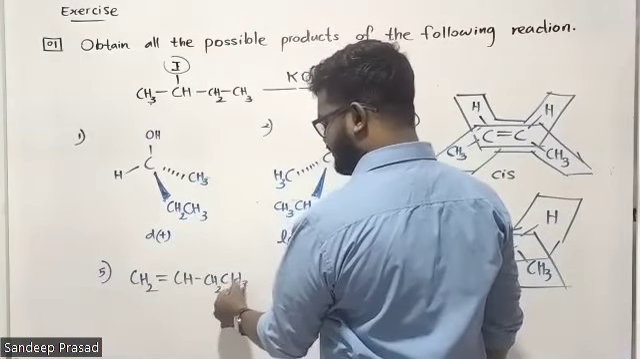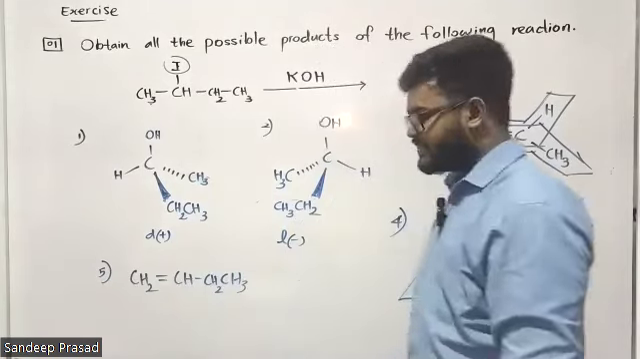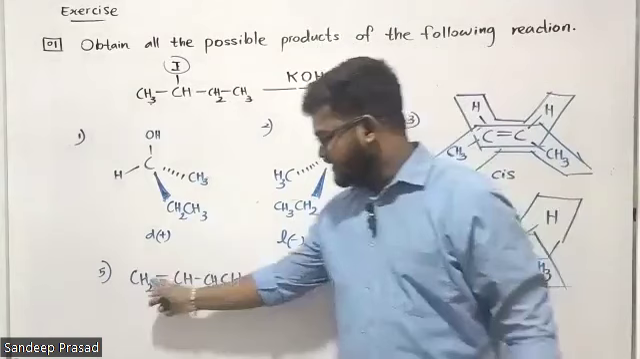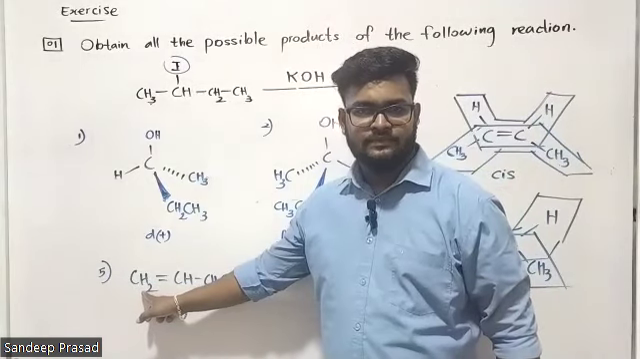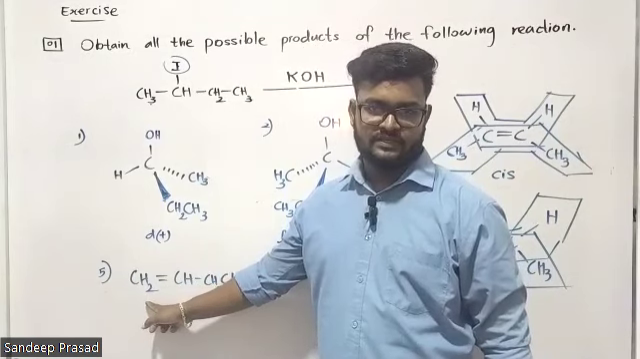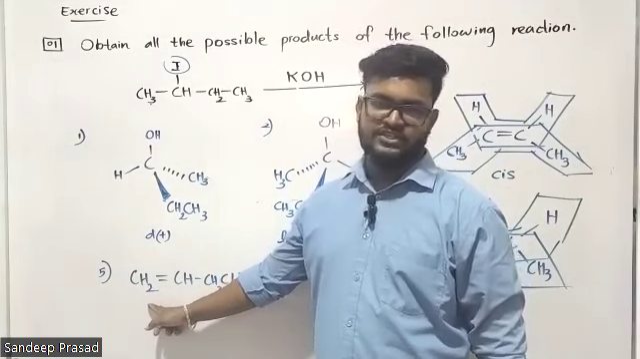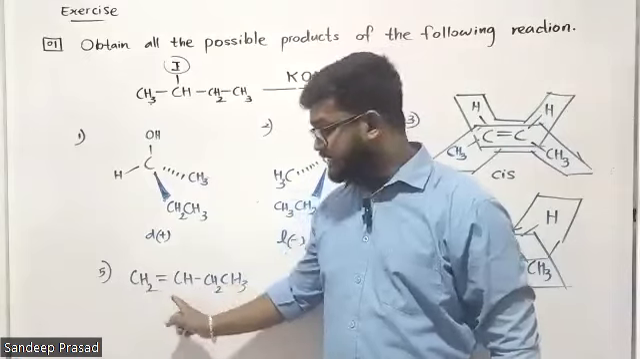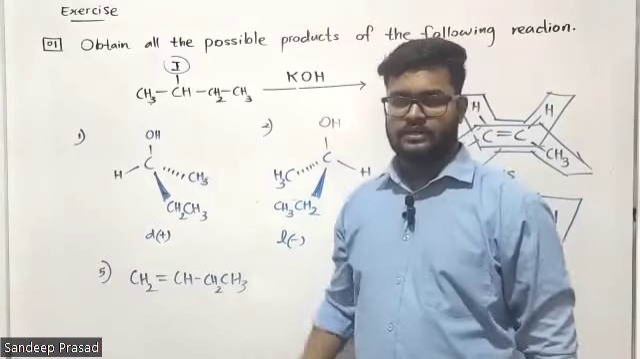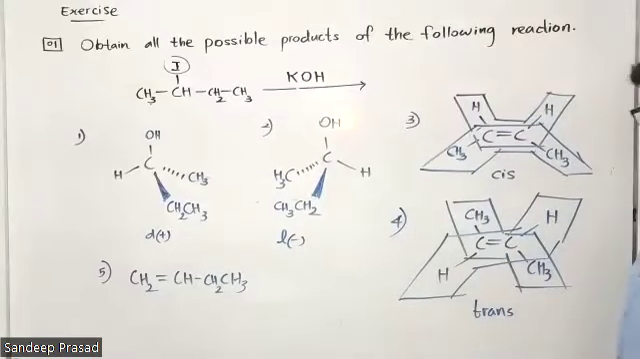Do we have any isomer for this one? Any stereoisomers? Diastereomerism? No. The second condition is violated. Left-hand side carbon is connected to two hydrogens, two identical hydrogens. Therefore, it is not showing the geometrical isomerism. Enantiomerism, there is no chiral center. So therefore, this is the only product. So we have 5 products.